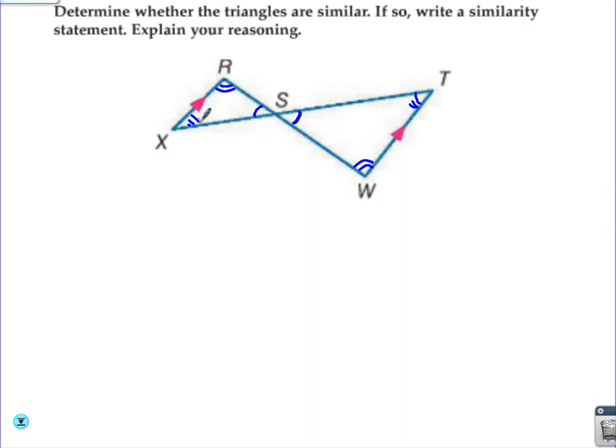Are these two triangles similar? Yes, by angle, angle similarity. Your similarity statement would be SRX is one way of writing it, is similar to. S corresponds with S, R corresponds with W, and X corresponds with T.